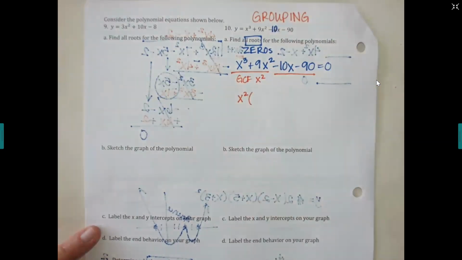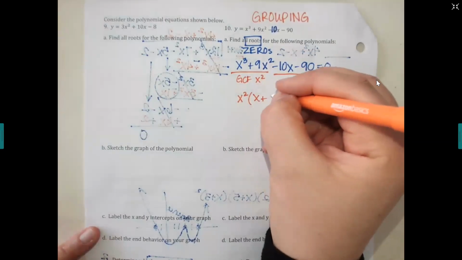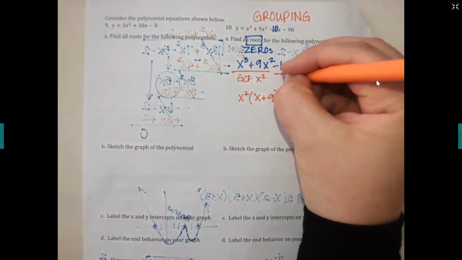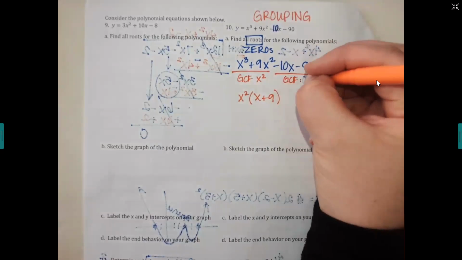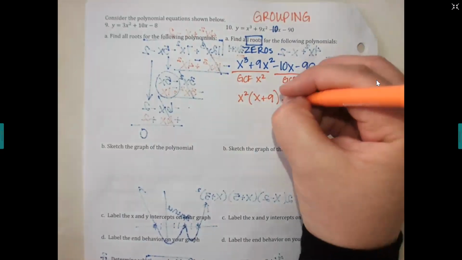That x cubed is going to leave me with an extra x. My 9x squared is going to leave me with an extra 9. Okay, out of the second two, what can I take out of negative 10x and minus 90? 10, very good. Now remember that if the first one is negative, you're supposed to take the negative out with it, to be minus 10. Okay, pull that out.